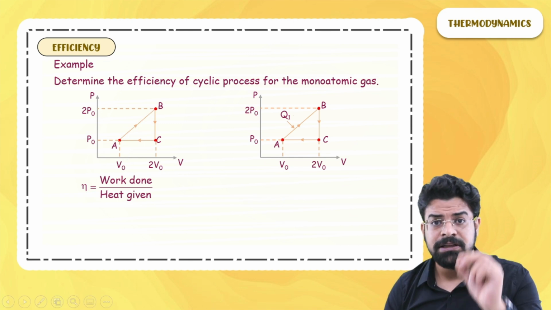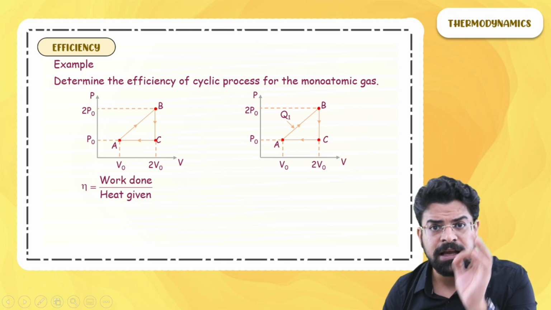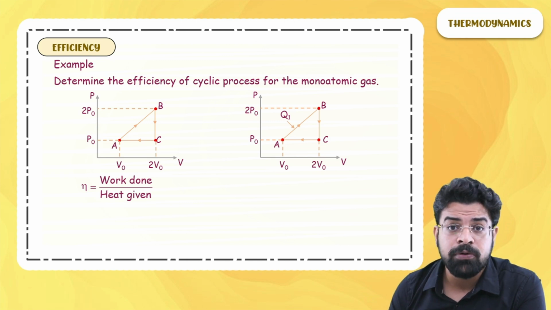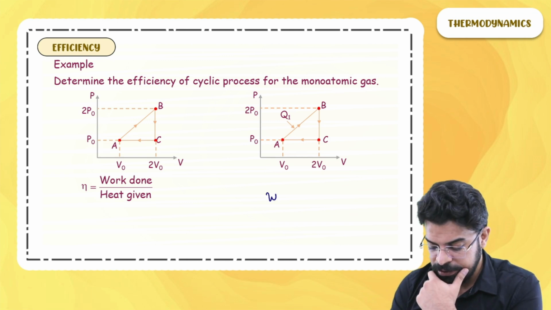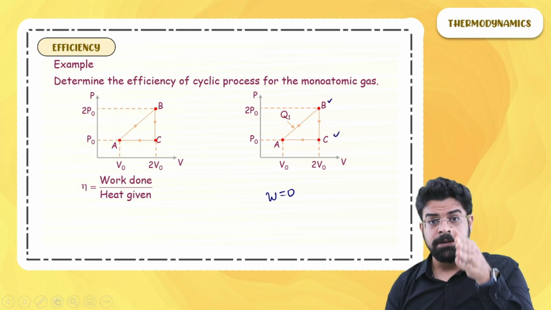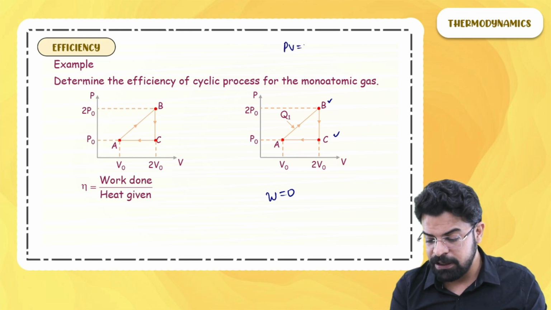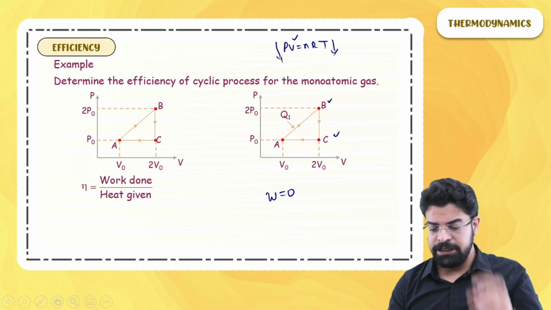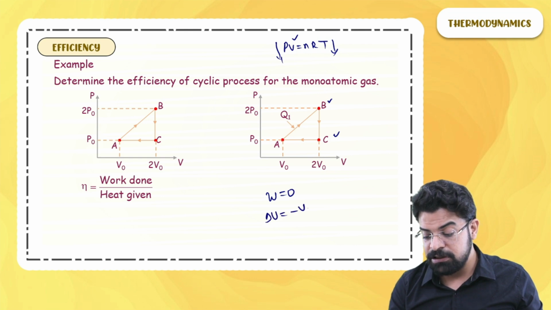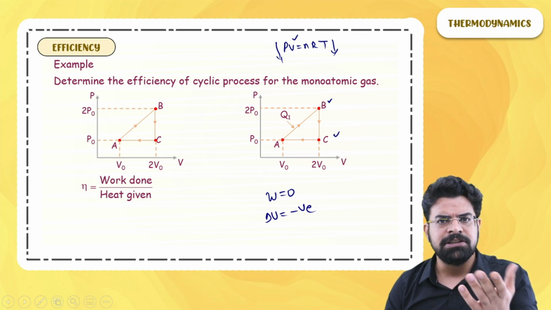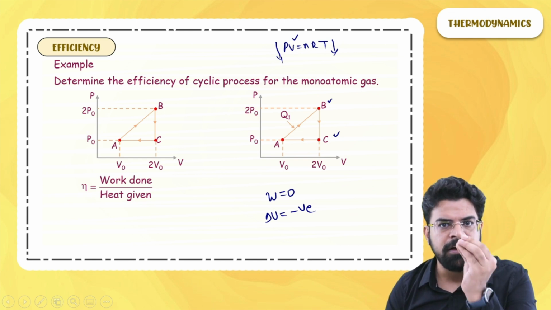From B to C, will the system reject heat or absorb heat? Let's see. From B to C, we know that it's an isochoric process. The volume is constant at 2V0. So the work done has to be 0. Now from B to C, the volume is constant but the pressure is decreasing. So from PV equals nRT, the temperature must be decreasing. So going from B to C, we can say that the change in internal energy is negative. Why? The temperature decreases, internal energy decreases, so the change in internal energy has to be negative.